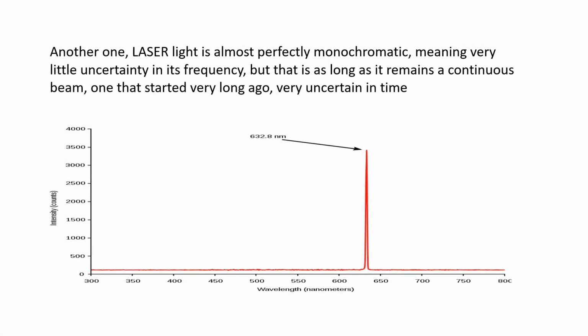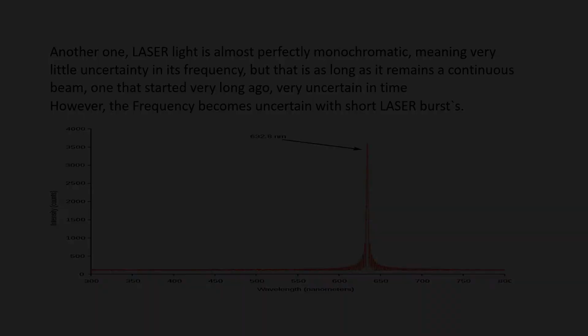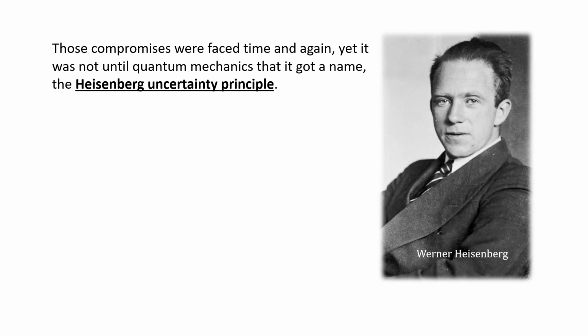Here's another one. Laser light is almost perfectly monochromatic, meaning very little uncertainty in its frequency. But that is as long as it remains a continuous beam, one that started very long ago and is very uncertain in time. However, the frequency becomes uncertain with short laser bursts. Those kinds of compromises were faced time and again.